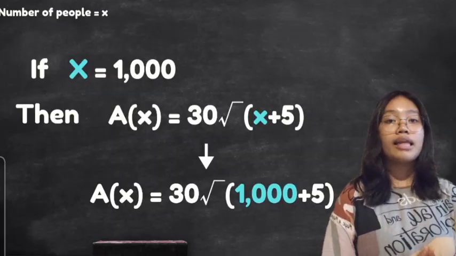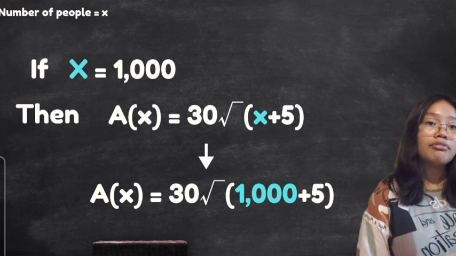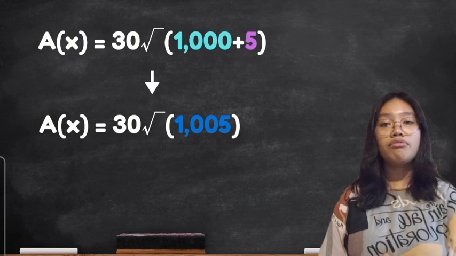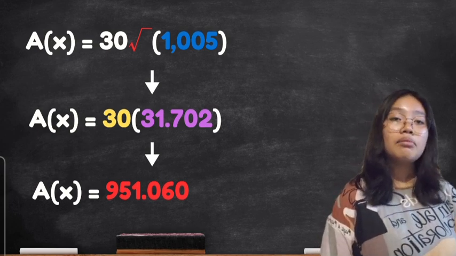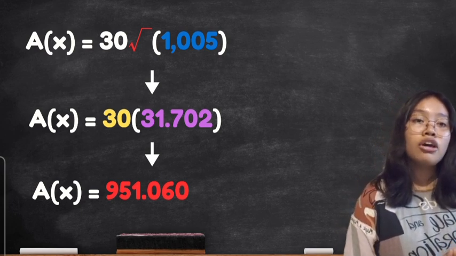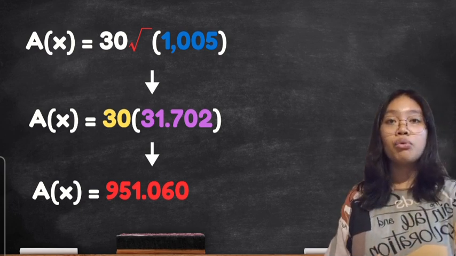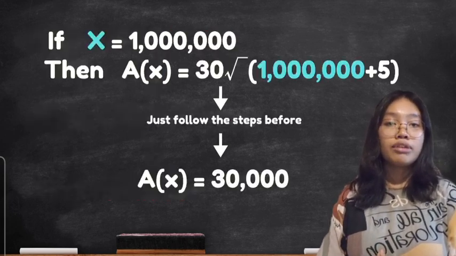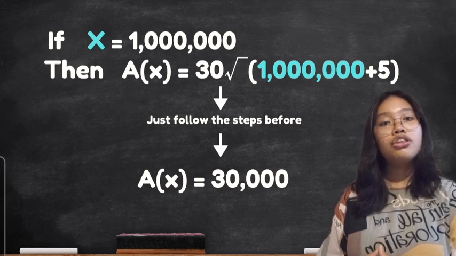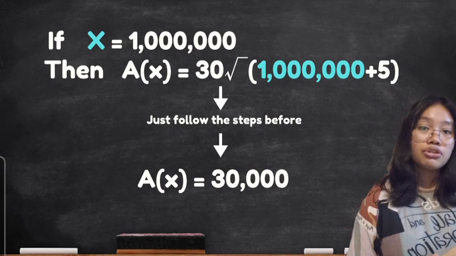Now, let's consider how this function works. If 1,000 people need shelter, we substitute x = 1,000 into the equation. Adding 1,000 to the threshold gives us 1,005. Taking the square root of 1,005, we approximately get 31.702. Finally, multiplying this by the base funding rate of 30 results in 951.060 in total funding.